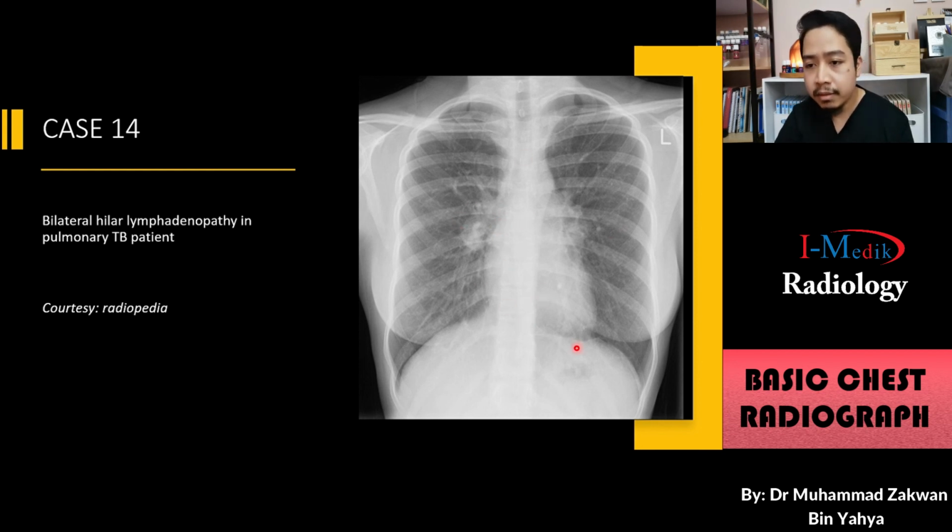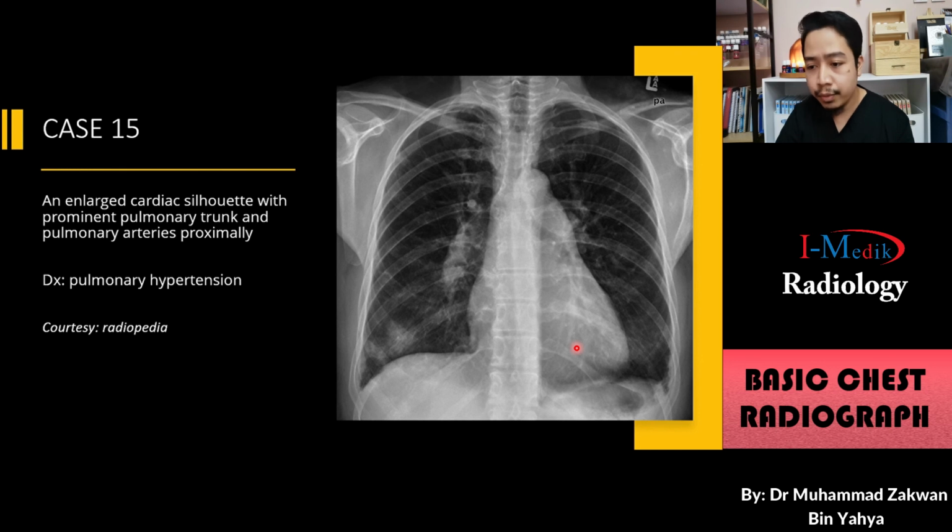Okay, case number 15. Okay, frontal chest radiograph with the heart size prominent. Okay, it's an enlarged cardiac silhouette. We can see the right descending pulmonary artery is enlarged here. Okay, so this is a case of pulmonary hypertension. You can see the enlarged pulmonary arteries.